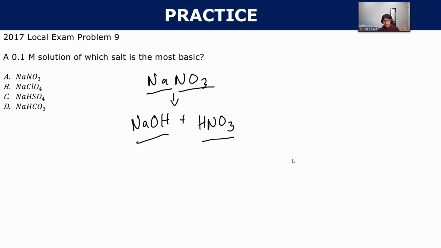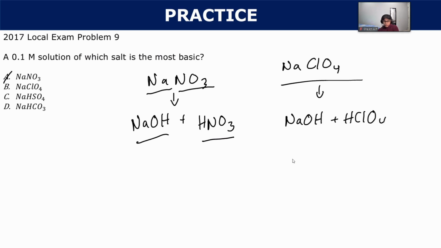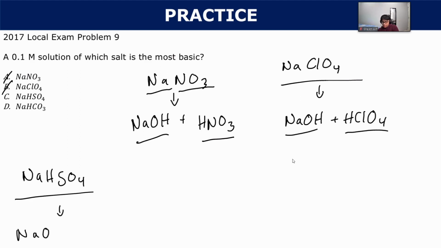Strong acid plus strong base is neutral, so it can't be A. NaClO4. Again, you just add an OH to the Na, so NaOH plus HClO4. Strong base, strong acid, neutral solution, that can't be it. And then NaHSO4, NaOH, and H2SO4. H2SO4 is a strong acid, NaOH is a strong base, neutral solution, can't be C.